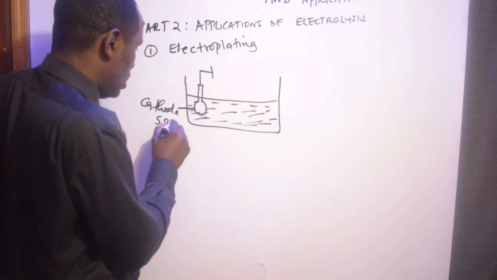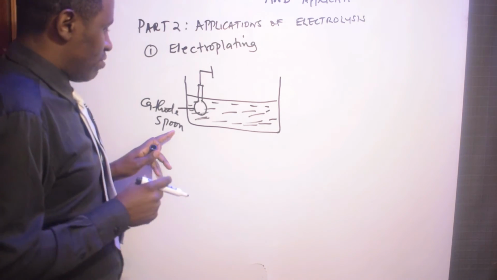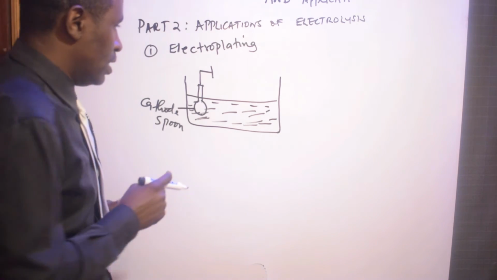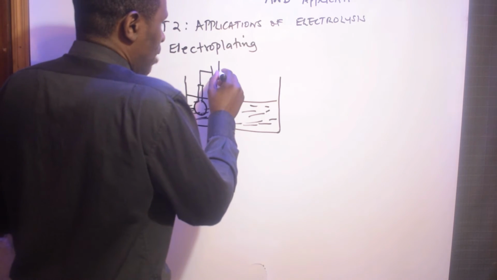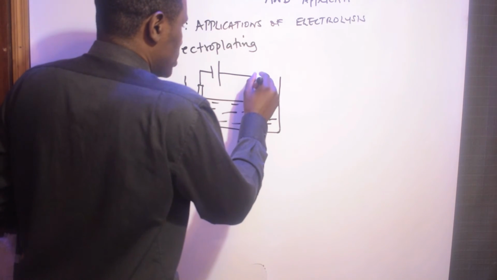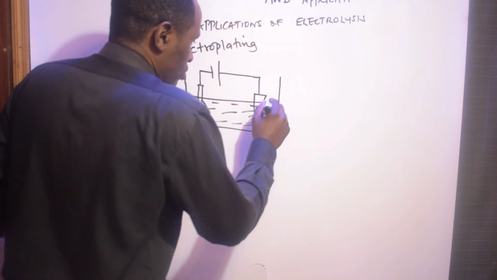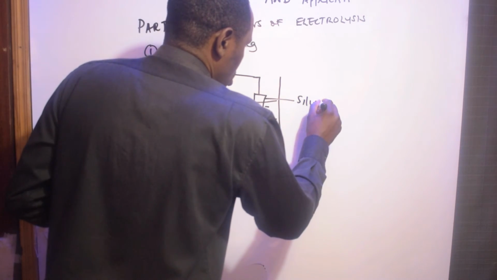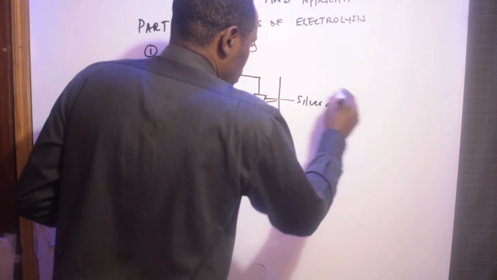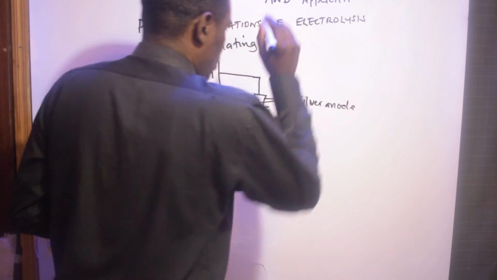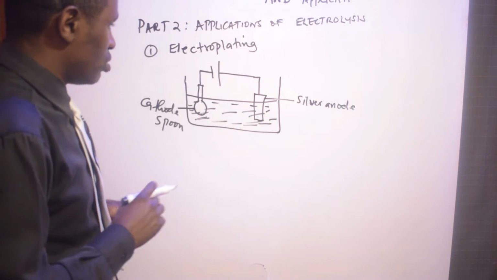At the cathode here, we are going to have the spoon that is being electroplated. Now, remember here I'm electroplating using silver. When I'm electroplating using silver, I've got to use the silver anode. Look at that. I'm going to use the silver anode. Please take note of that. A silver anode. That's what I'm going to have there.